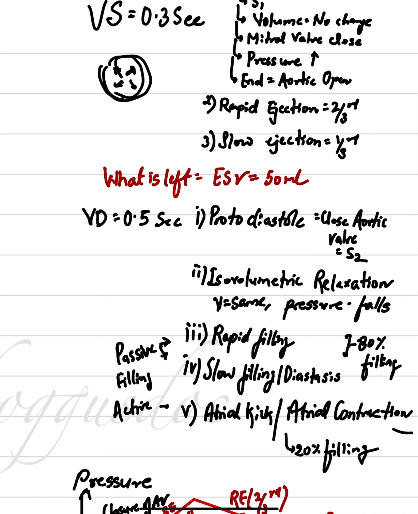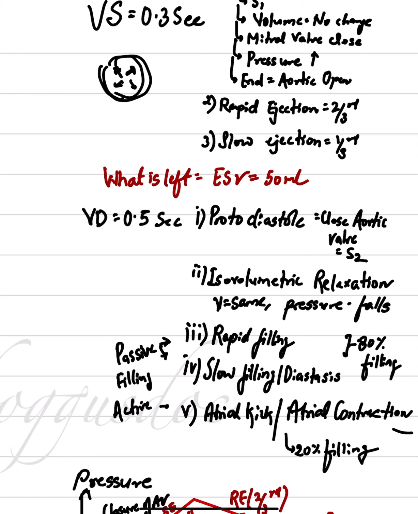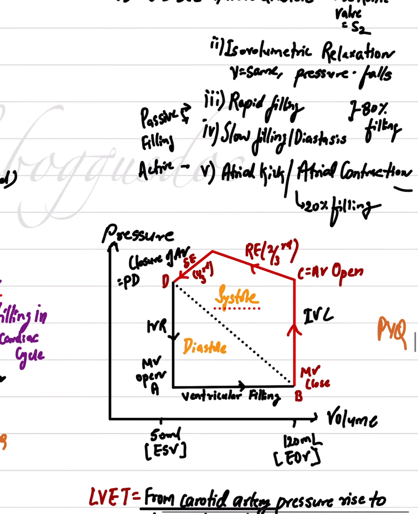In the rest phase, what is left in the atrium? It is actively filled by the atrial kick, also known as atrial contraction, and the 20% filling is done by this. 80% is done by two phases, rapid filling and the slow filling diastasis phase. The remaining 20% is filled by the atrial kick.